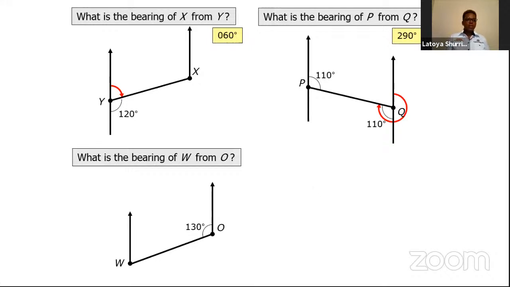All right, quickly, what is the bearing of W from O?